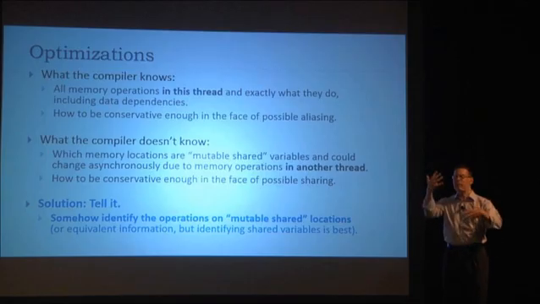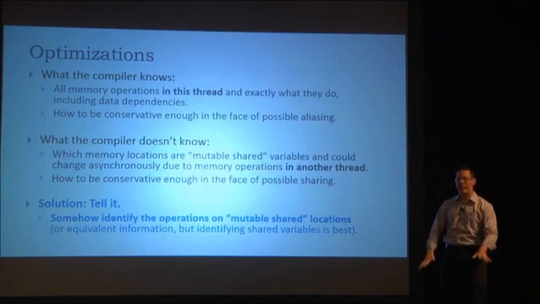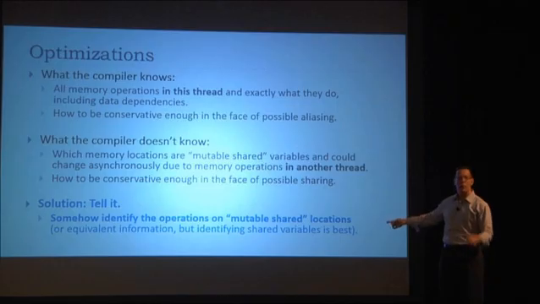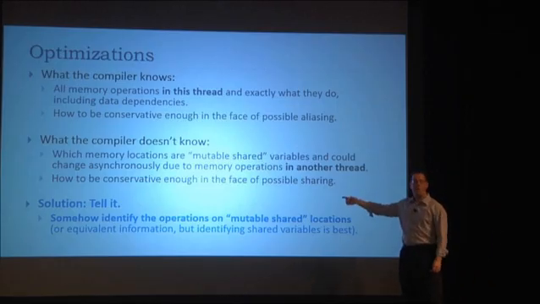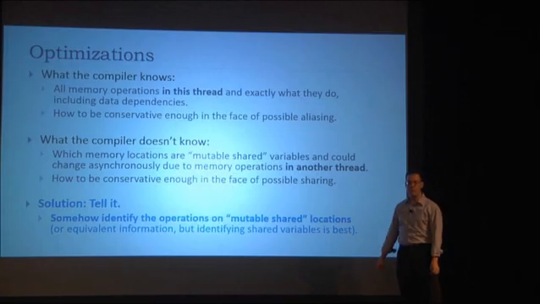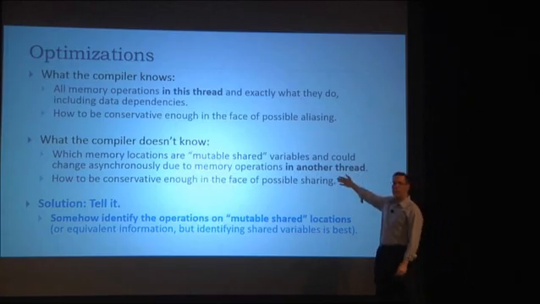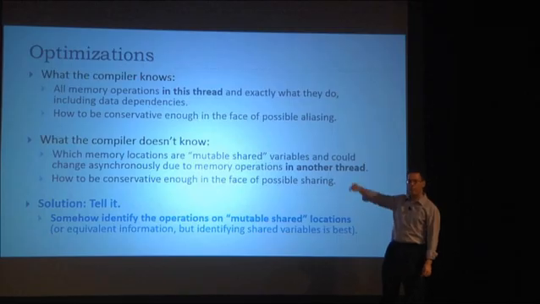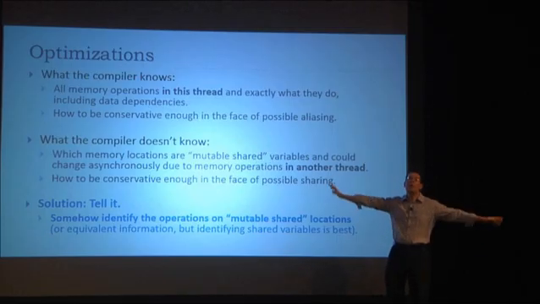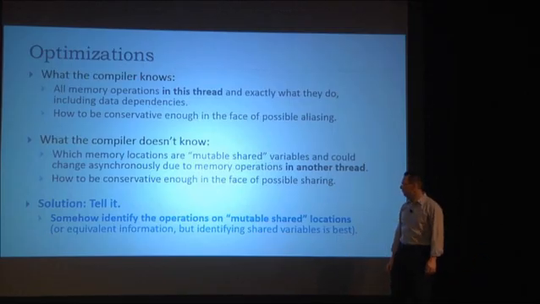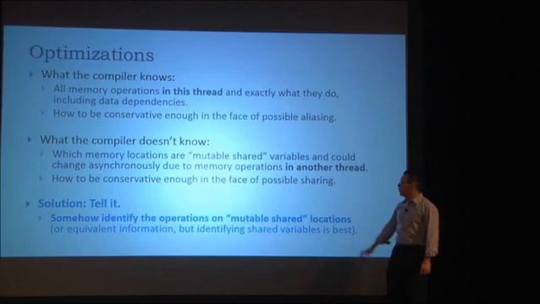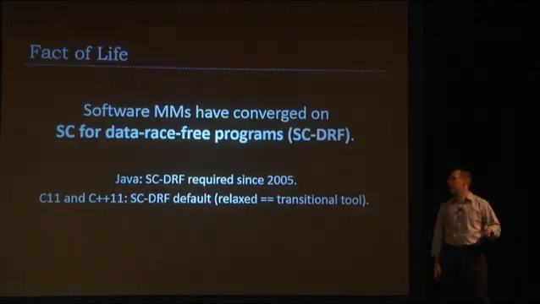Think of it this way. We say to synchronize the program, yes, but more fundamentally, to tell the compiler, to express the information it needs to know about operations on shared variables across threads. Because that's the one thing that the compiler doesn't know about. It knows about all the local variables. It knows what this thread is doing. It does not know what other threads are doing. So we want to identify the operations on these mutable shared locations.